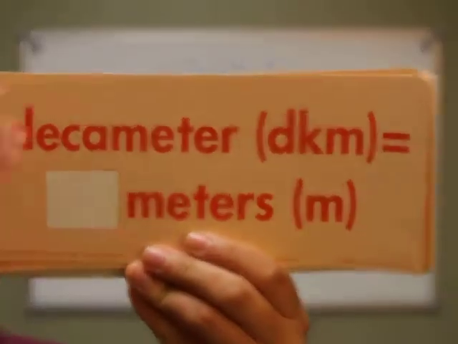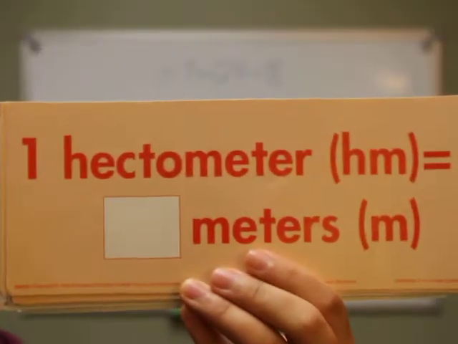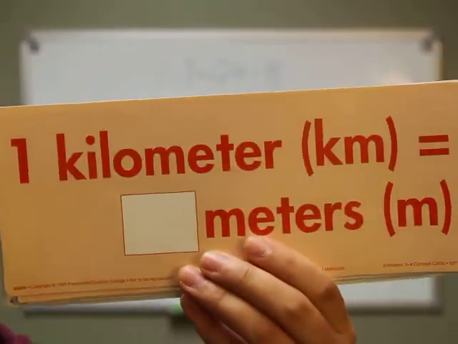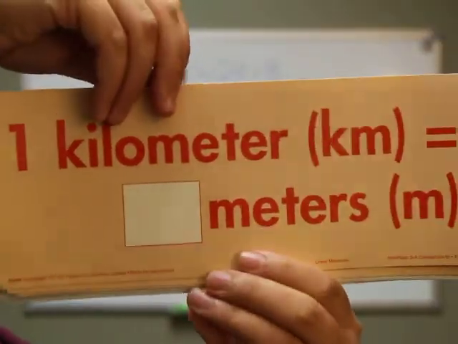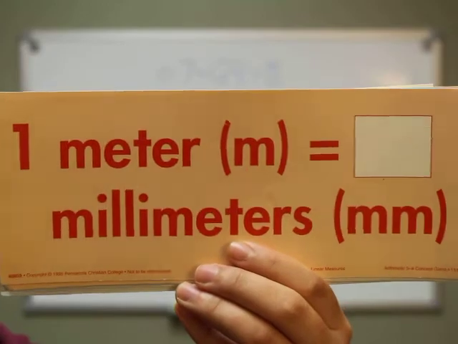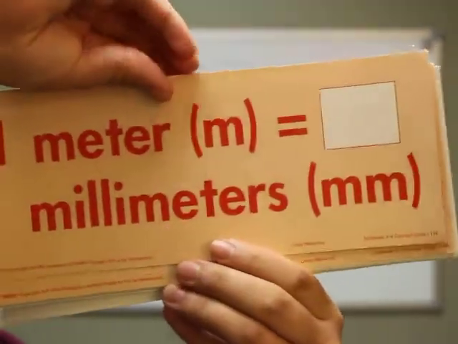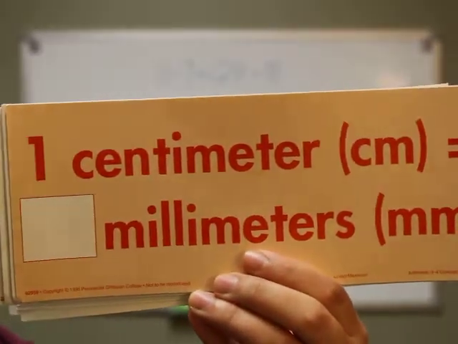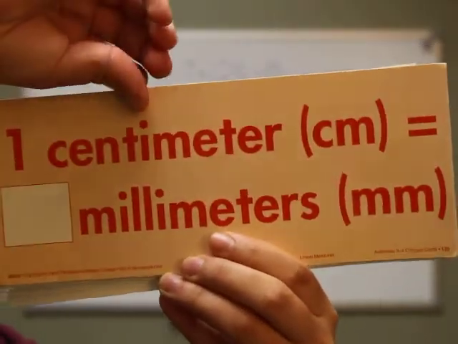1 decameter equals how many meters? 10. 1 hectometer equals how many meters? 100. 1 kilometer equals how many meters? 1,000. 1 meter equals how many millimeters? 1,000. 1 centimeter equals how many millimeters?